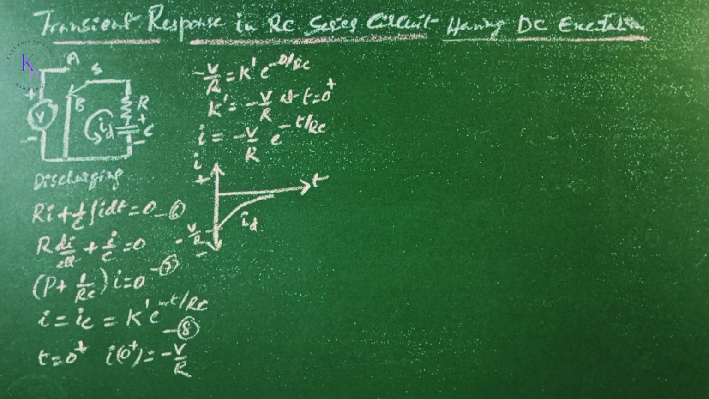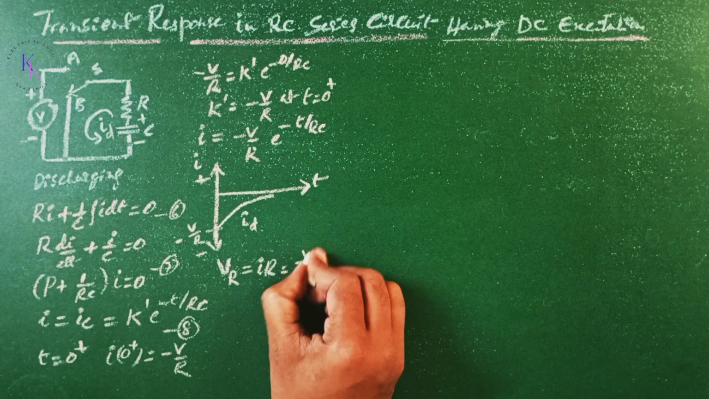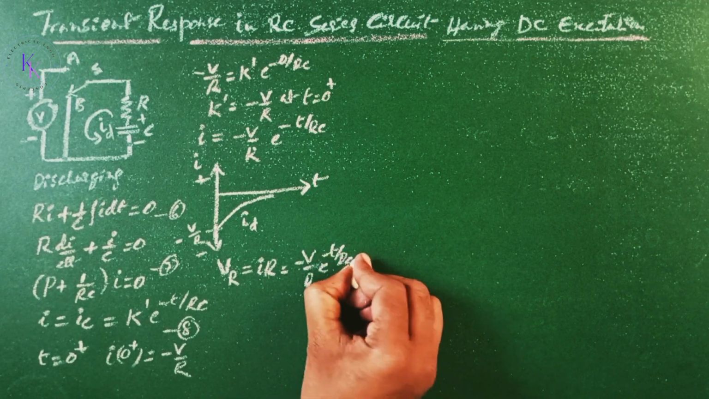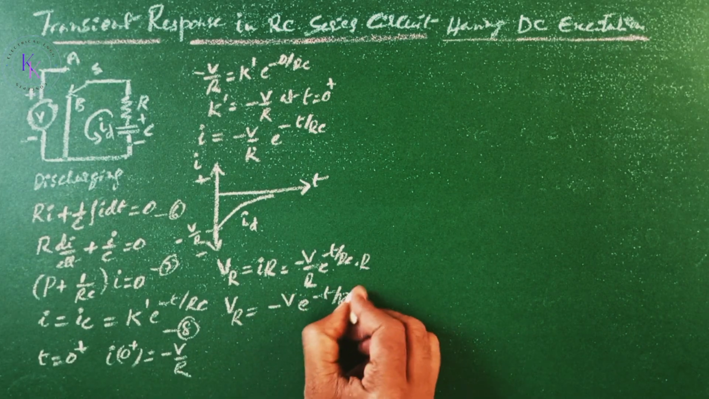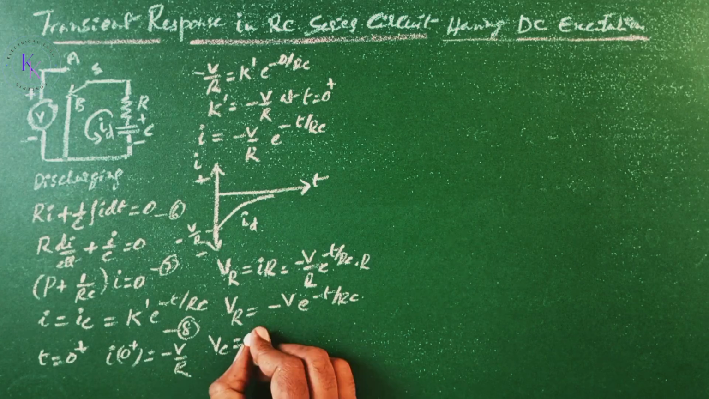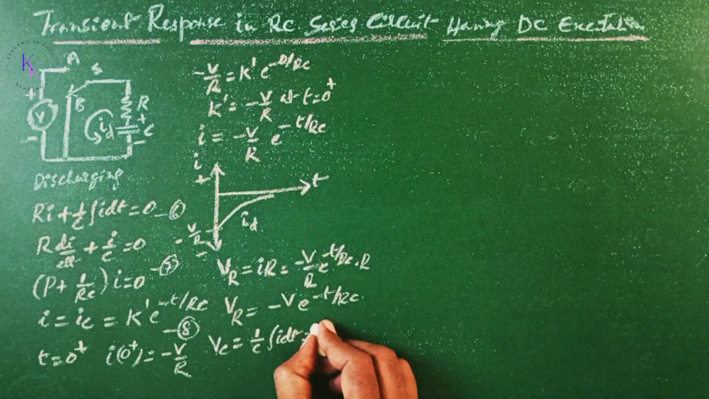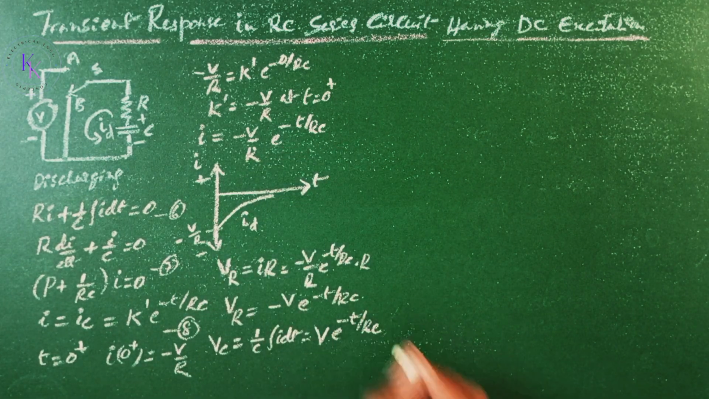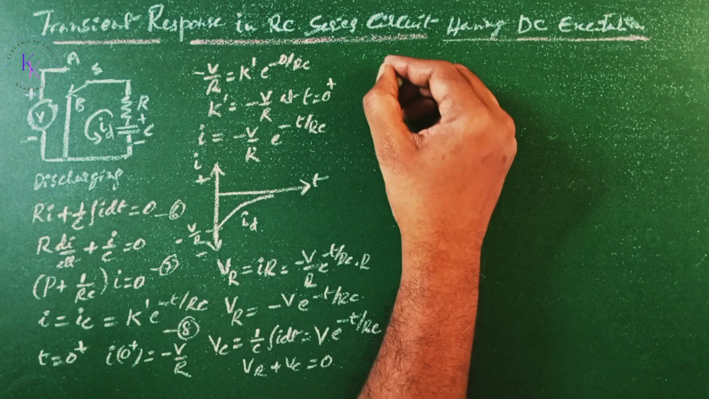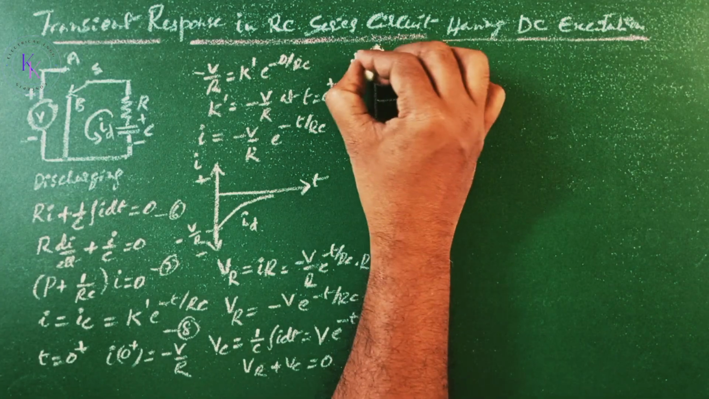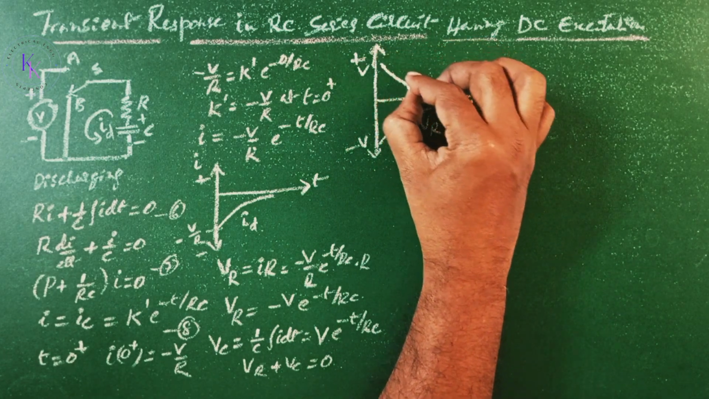Now the corresponding transient voltages. The voltage across the resistor R, V_R equals iR, that equals minus V by R e to the power of minus t by RC multiplied by R. Then V_R equals minus V e to the power of minus t by RC. And the voltage across the capacitor V_C is given by 1 by C integral i dt. Substituting the i value from this, we get V e to the power of minus t by RC. Obviously, V_R plus V_C equals 0. That can be represented with respect to time t, the positive voltage and the negative voltage here. V_R is decaying as well as V_C is decaying.